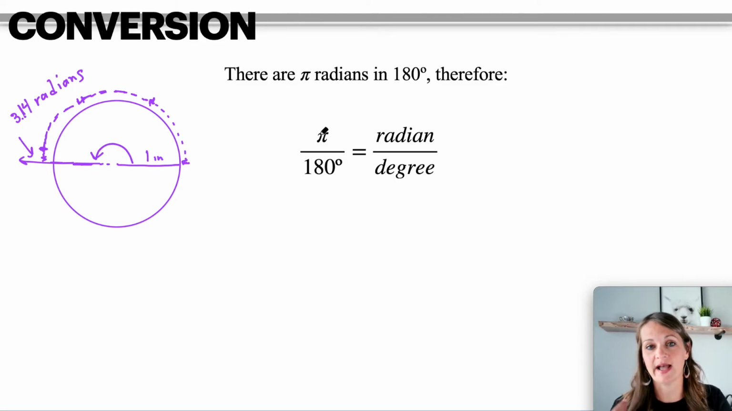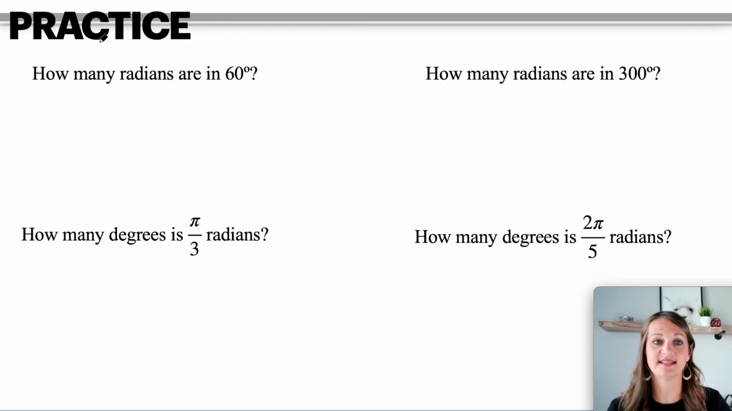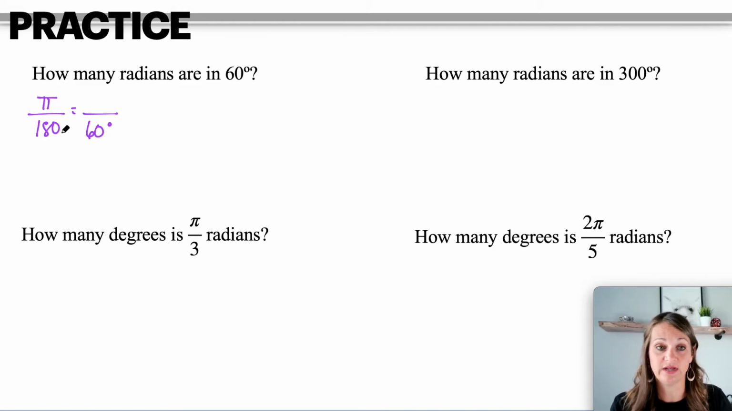And so that is why pi in 180 degrees is that conversion factor, that proportion. So here we could practice how many radians are in 60 degrees. If our conversion factor is pi over 180, then 60 degrees would go on bottom because it needs to be where the degree is. So 180 degrees on bottom, 60 degrees on bottom, and you're trying to find x, so you would cross multiply. 60 times pi equals 180 times x.